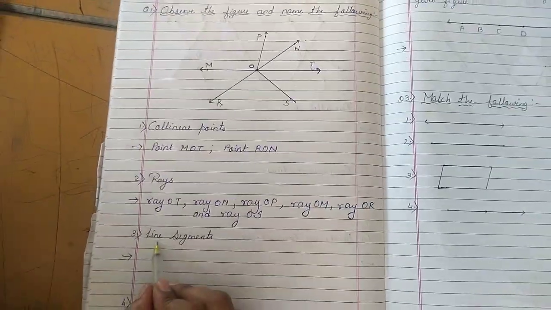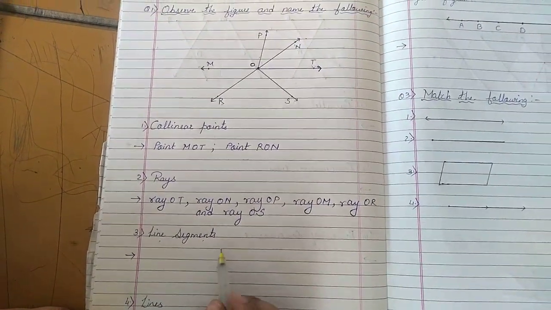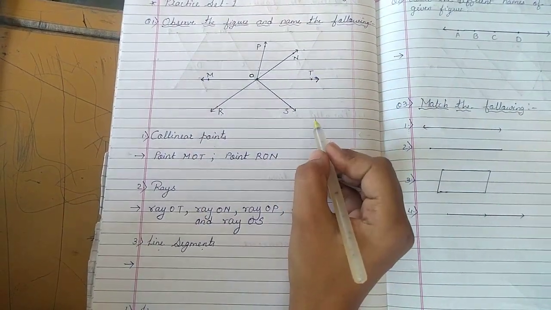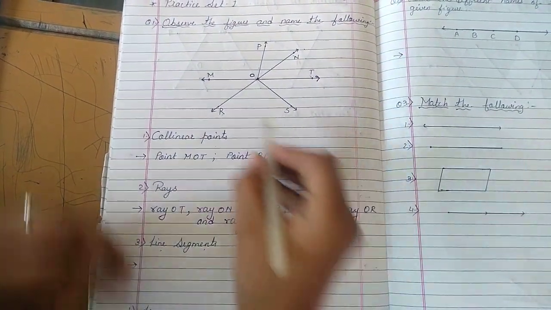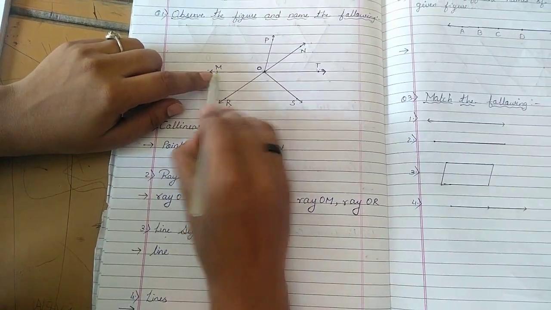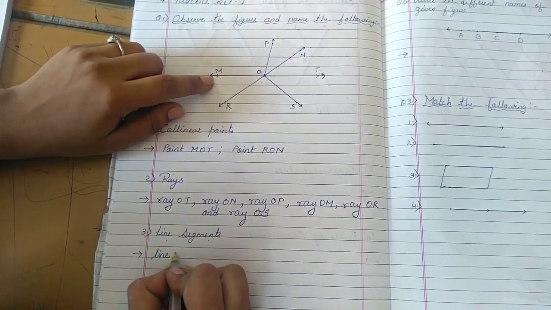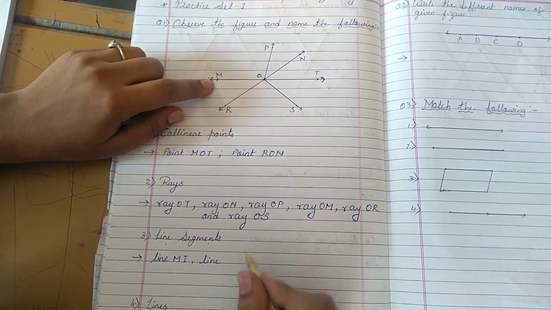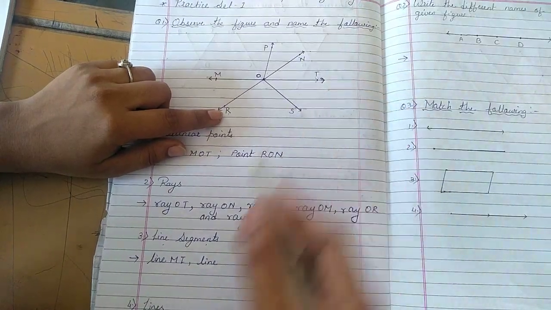Now see line segment. Line segment means having two dots at the end, that is line segment. So this is line segment, we will write line segment. MT is a line segment. Again I will put comma and write line segment RN.